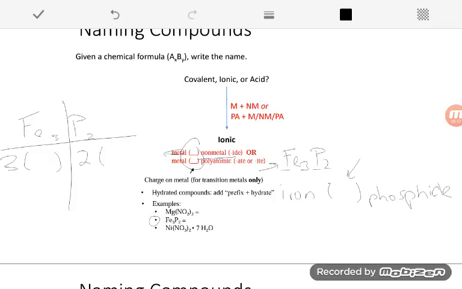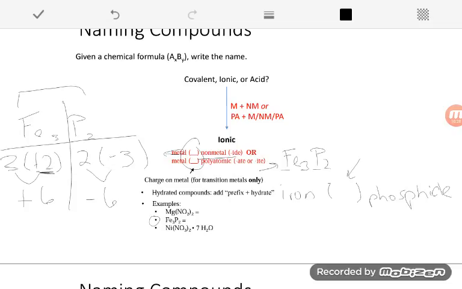But I have 2 phosphorus, and from the periodic table, I can figure out that the charge on phosphorus is -3. So 2 times -3 means I have a total charge of -6 here. And in order for this whole thing to be charge neutral, that means I must have a +6 total from the ions. Well, if I have 3 of those ions and they add up to be +6, each one of them must be +2, because 3 times +2 gives me +6. Therefore, each ion must have a charge of +2, and that's what's going to go in the parentheses.